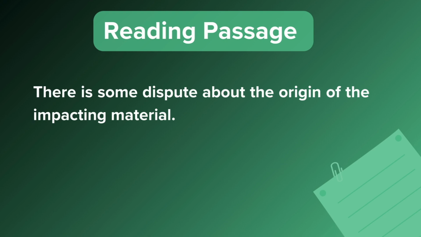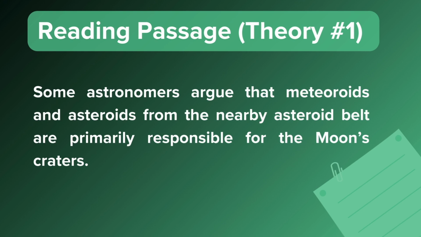Next paragraph. There is some dispute about the origin of the impacting material. Okay, now that's when that light bulb goes on in my head. Aha, here comes theory number 1, but because there's some dispute, probably going to have 2 theories. Let's read on. Some astronomers argue that meteorites and asteroids are responsible for the craters. Okay, so that's theory number 1.